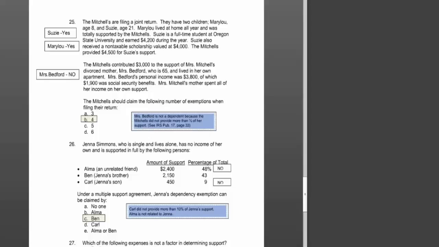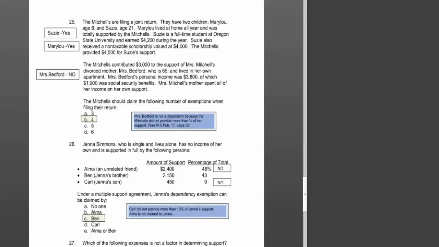Okay, so let's take a look here. The question being asked is the Mitchells should claim the following number of exemptions when filing their return. Let's look at the two children. So Mary Lou is 8. There should be no question there. We are told that Mary Lou lived at home and was totally supported by the Mitchells. So no question on Mary Lou.